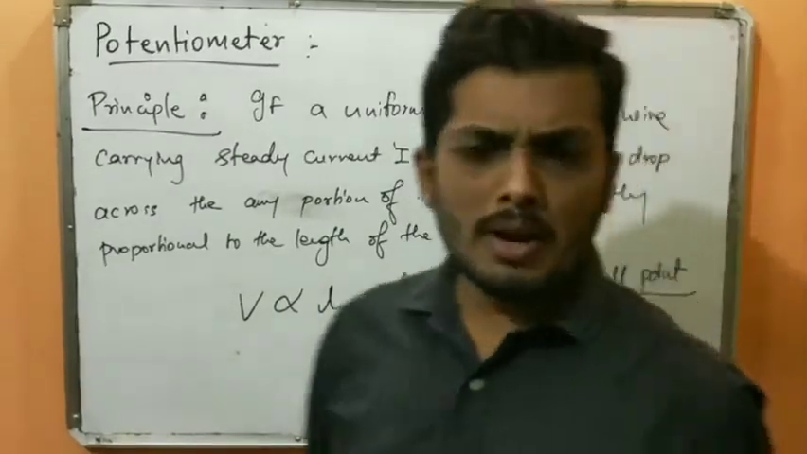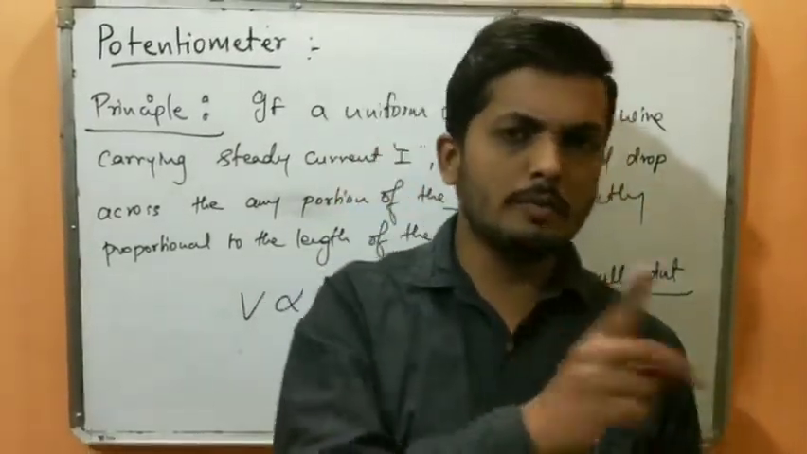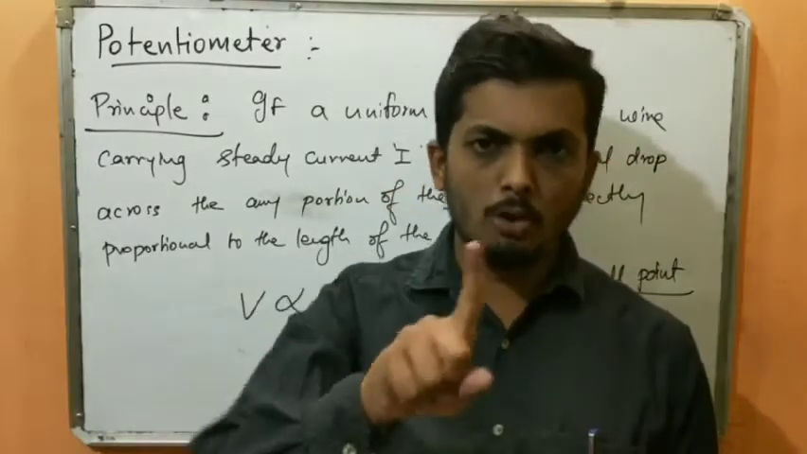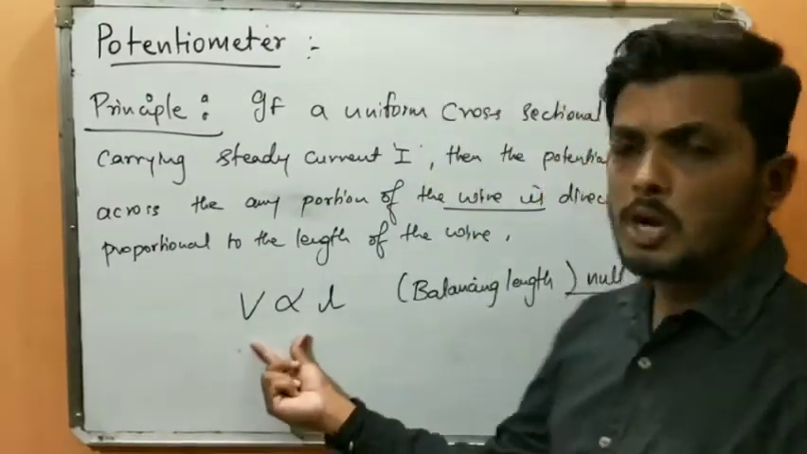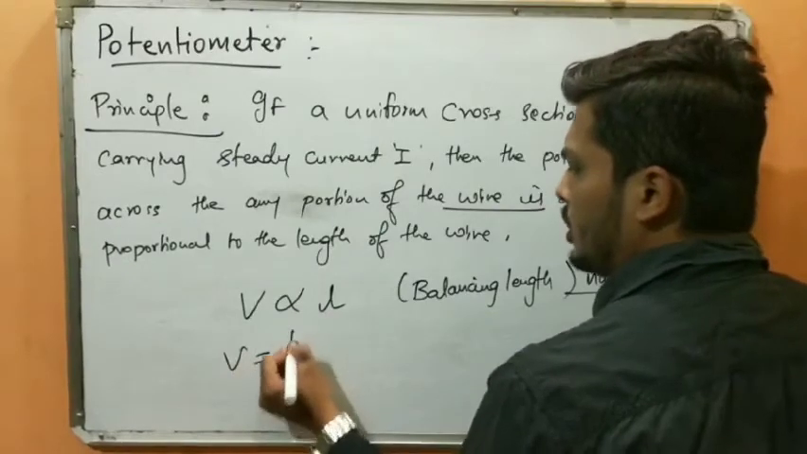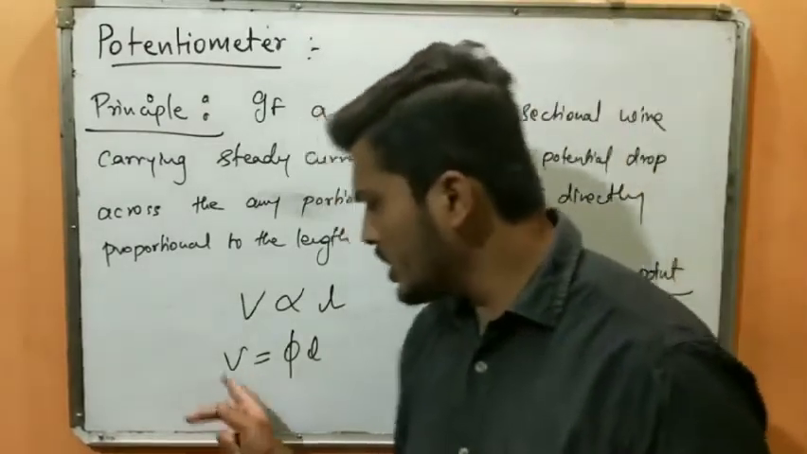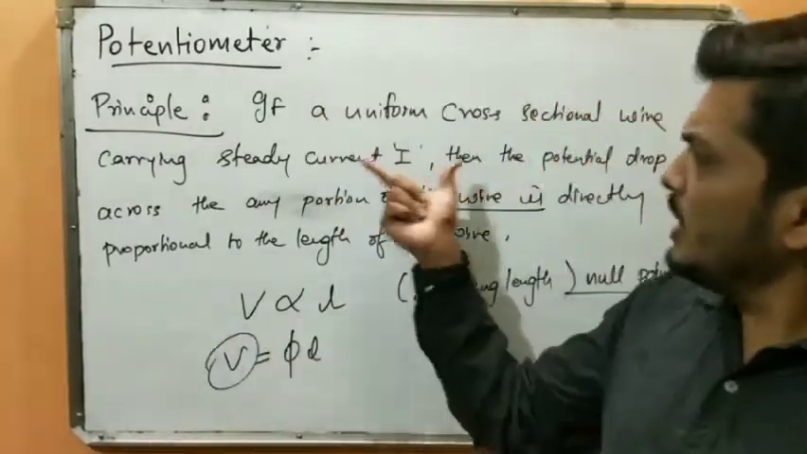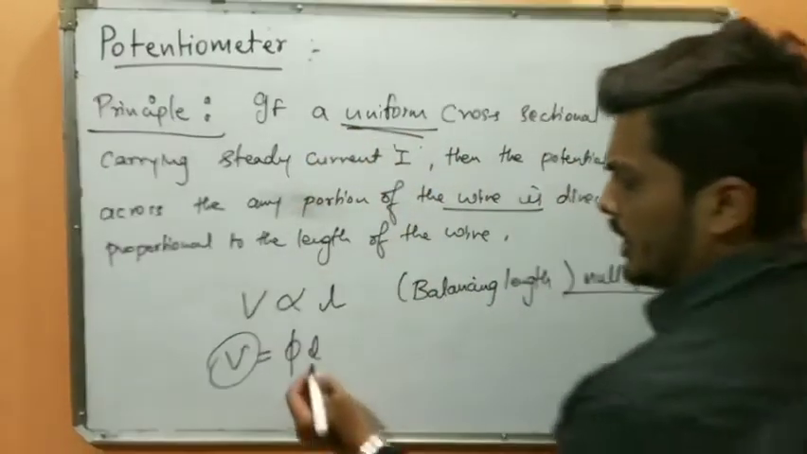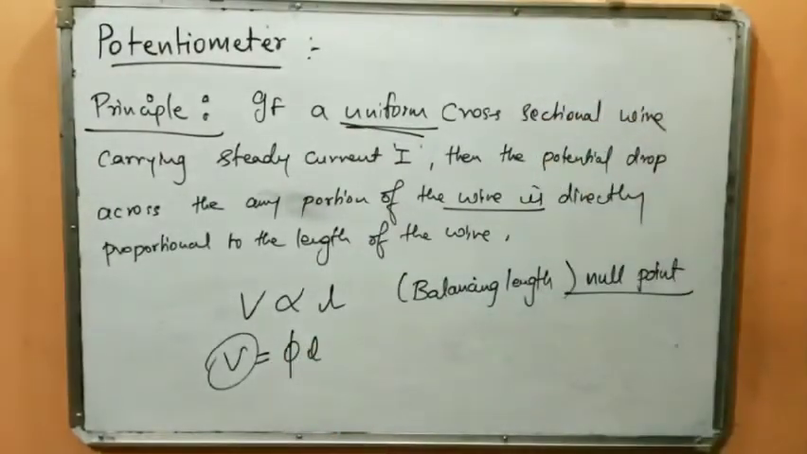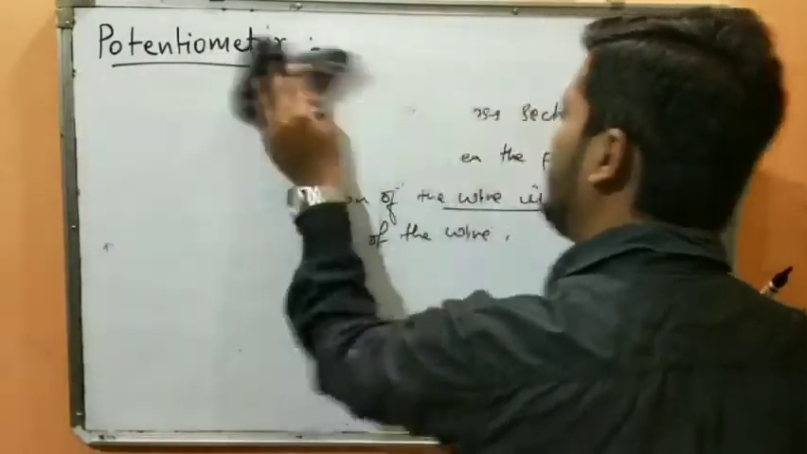So it's quite simple, right? You have to just find the balancing length. You have to make sure the galvanometer does not deflect on the left hand side nor on the right hand side. Make sure the galvanometer points towards the zero. Find that balancing length, and that balancing length itself gives you the potential. So this will be a constant, which we usually write with phi, and V equals phi L. So if I want to find the potential difference across any cross-sectional wire, uniform cross-sectional wire, uniform, very important, then I will just find the balancing length. Clear?